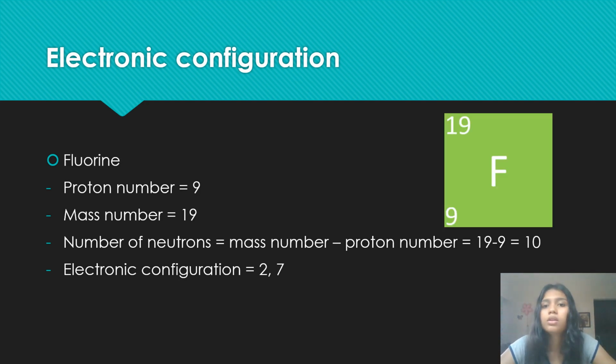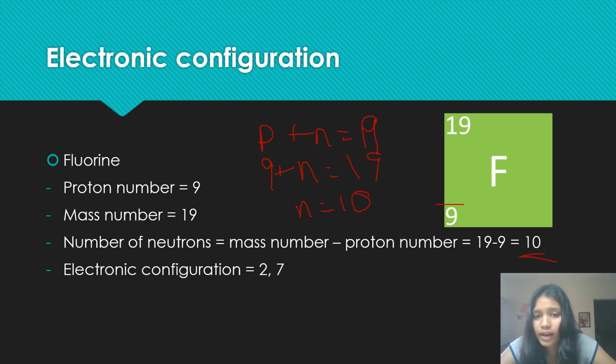So we have fluorine, which is 19 totally. So protons plus neutrons equal 19. Here we're given that protons is 9. So 9 plus n equals 19. Therefore, n is equal to 19 minus 9, which is 10. 10 neutrons. We know that there are 9 protons, therefore there are going to be 9 electrons. So it's 2, how many are left over? 9 minus 2, 7 electrons. Now here this is in the 7th group and this is still in the second period.